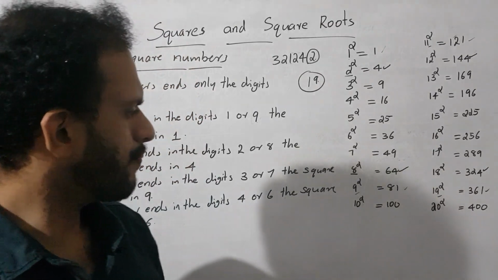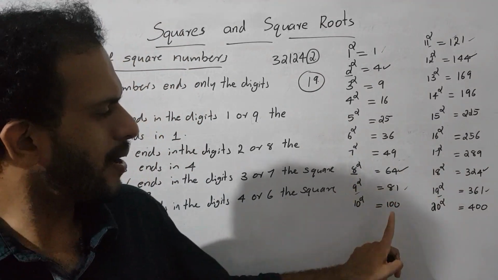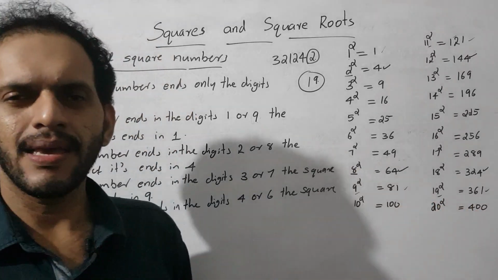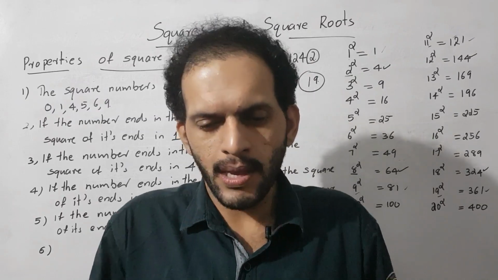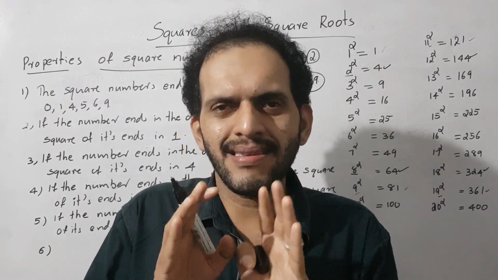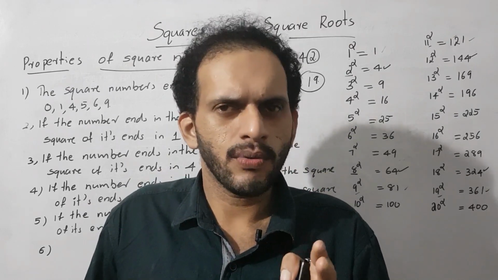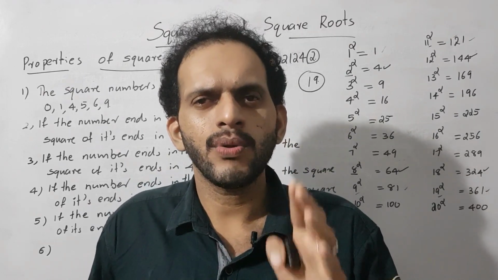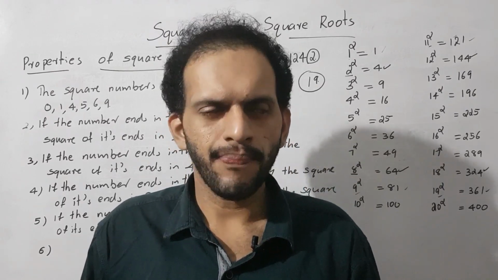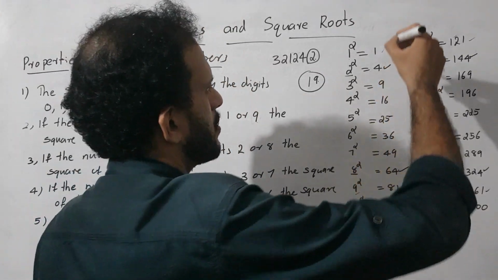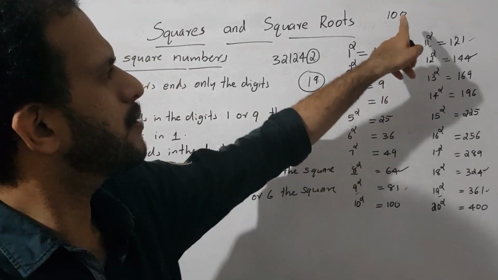Then one more idea. In all cases of a square number, the square number contains only an even number of zeros. The square number may end in the digit 0. Then what is the number of zeros there? The number of zeros of a square number is always even. That means 100 ends in the digit 0.